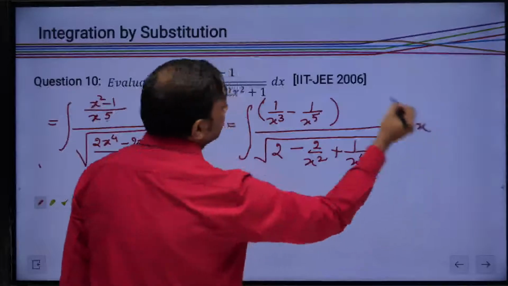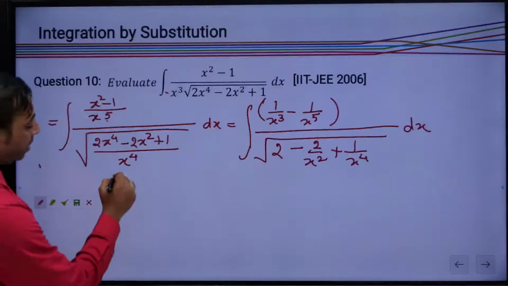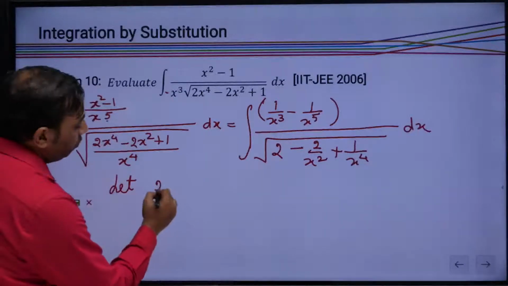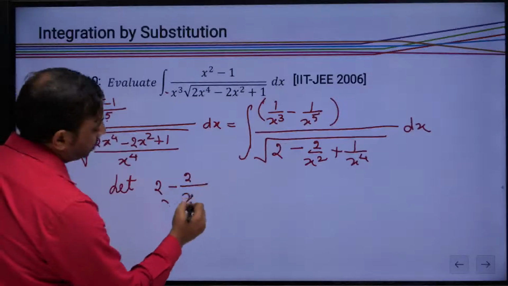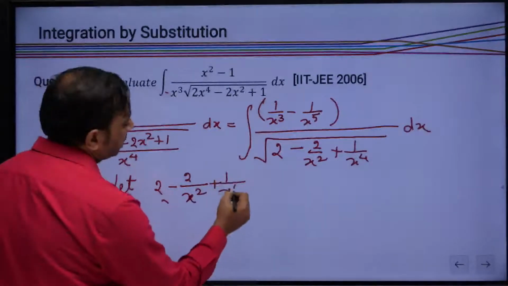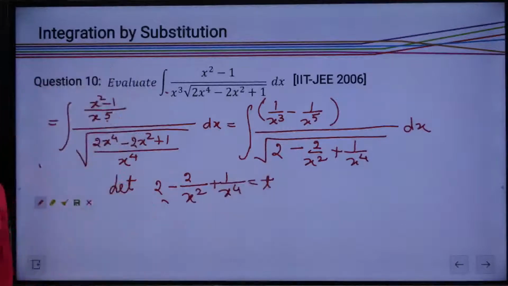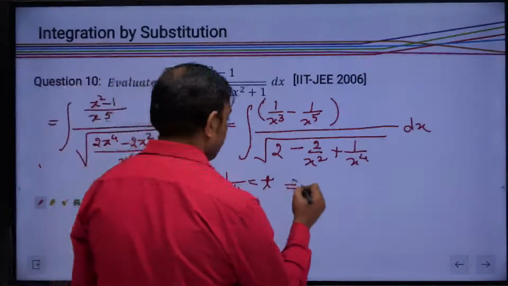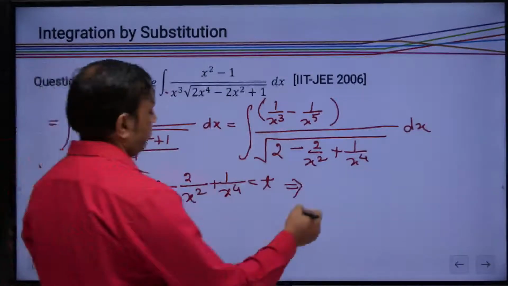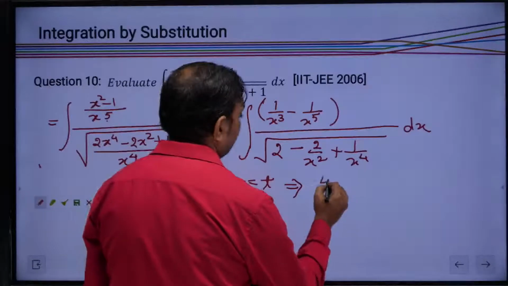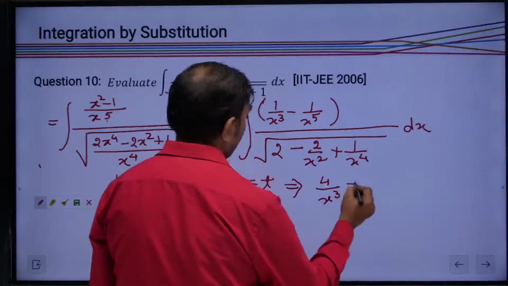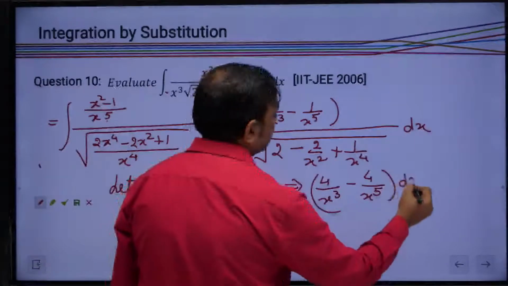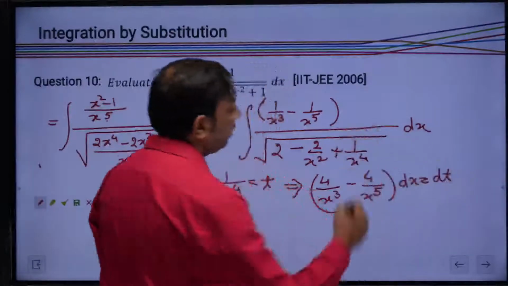So after doing this much simplification, I'll assume 2 minus 2 upon x squared plus 1 upon x to the power 4 is t. This is the term that we assume as t. From here, if we do the differentiation, we'll receive 4 upon x cube minus 4 upon x to the power 5 dx equal dt.